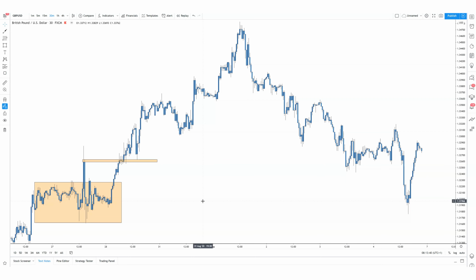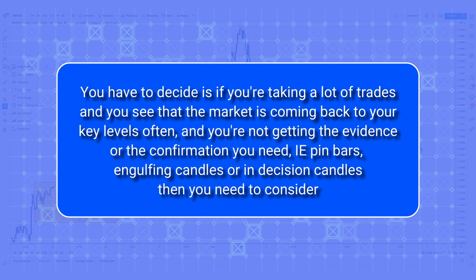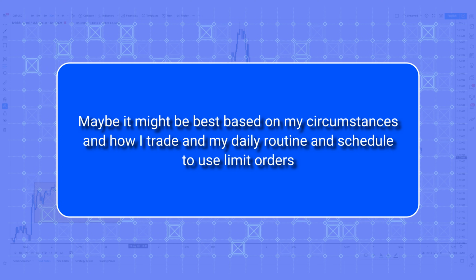Now, what happens if the market doesn't come back fully and you have a level in the market where price creates a wick like this and you can't get an entry because there's no pin bars or engulfing candles? Well, here's the thing. What you have to decide is, if you're taking a lot of trades and you see that the market is coming back to your key levels often and you're not getting the evidence or the confirmation you need, i.e. pin bars or engulfing candles or indecision candles, then you need to consider that it might be best, based on my circumstances and how I trade and my daily routine and schedule, to use limit orders.